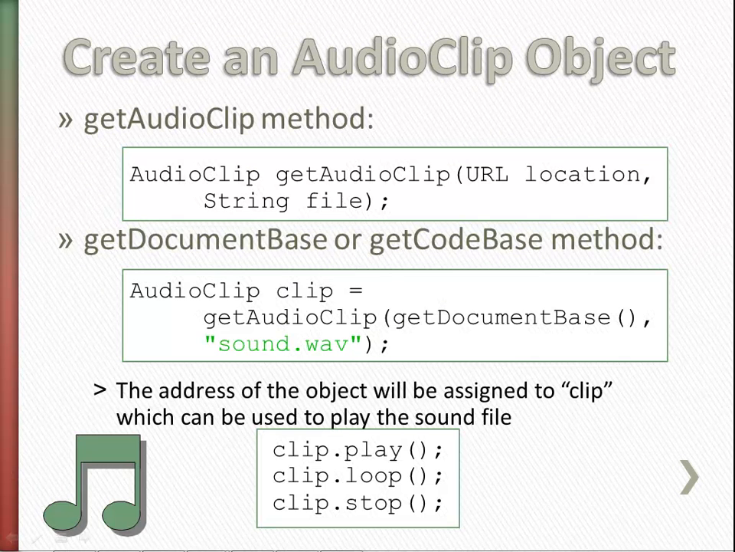To create an audio clip object, we can use the getAudioClip method. AudioClip, getAudioClip, the URL location, and the file name. We could alternatively use the getDocumentBase or getCodeBase methods that we've seen previously. We do this by saying AudioClip clip equals getAudioClip, getDocumentBase or getCodeBase, followed by the sound file. This method will assign the address of the object to clip, which can be used to play the sound file. We could then call the various methods by simply saying clip.play, clip.loop, or clip.stop.